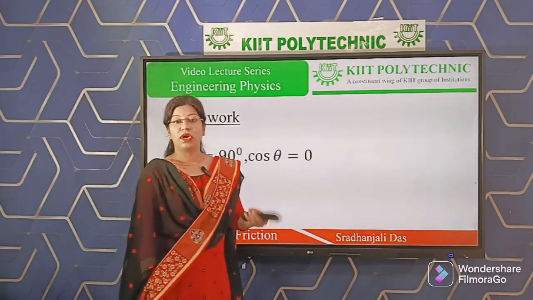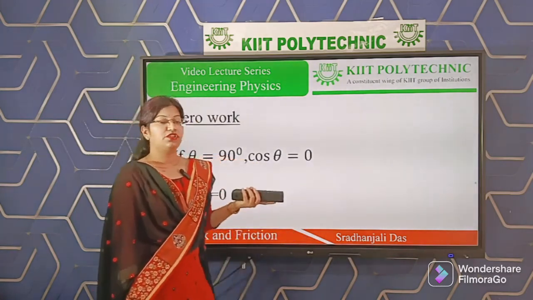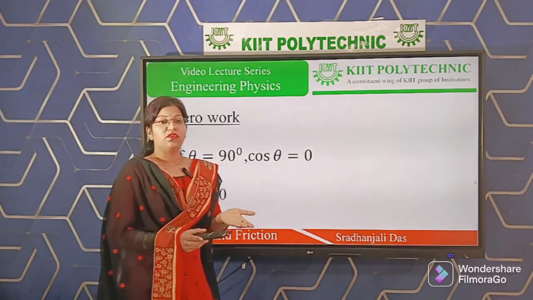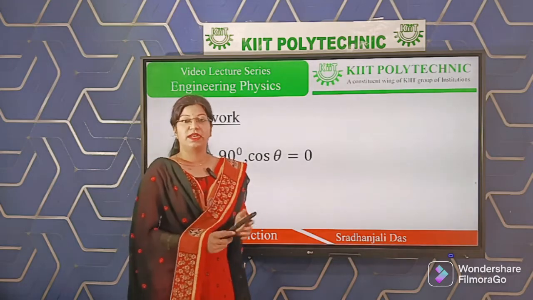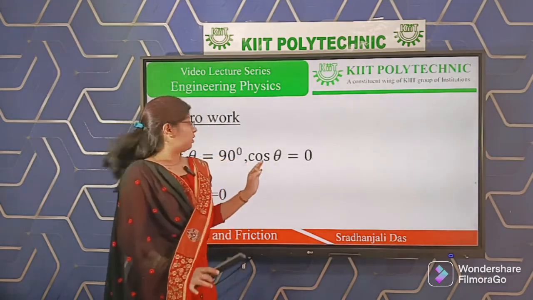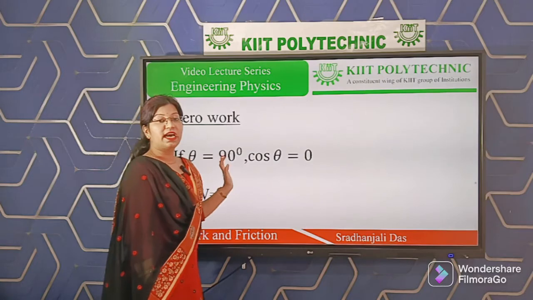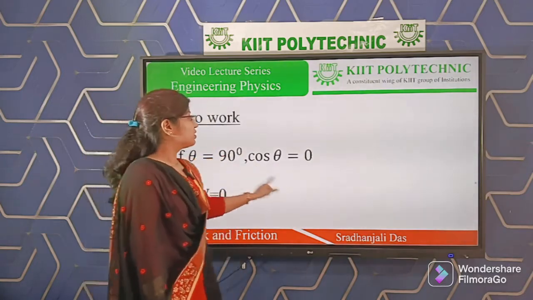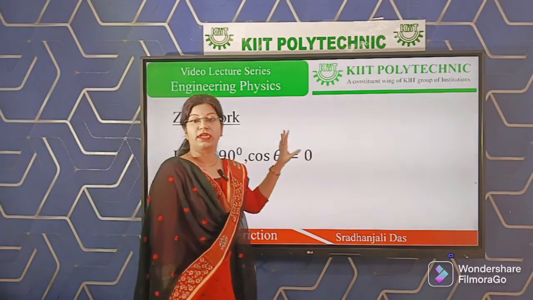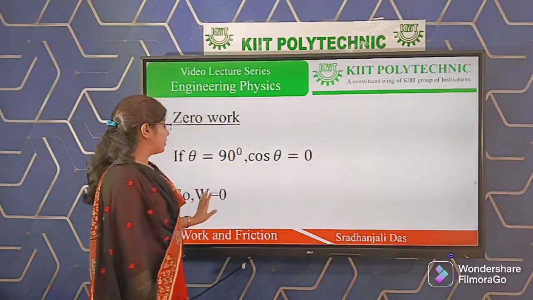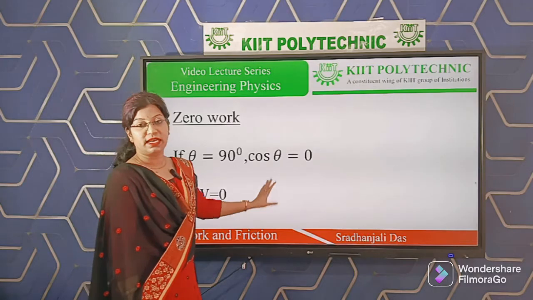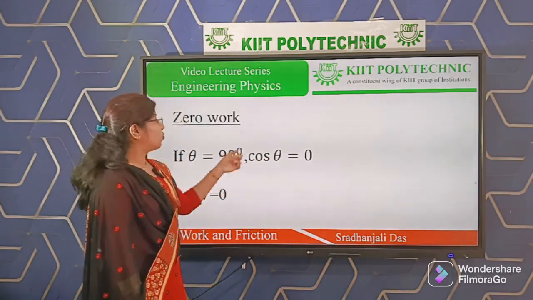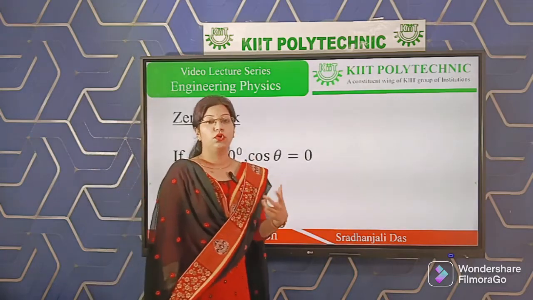Zero work or no work. What is the condition for zero work or no work? The angle between the force and the displacement is such that they are perpendicular to each other. That means theta is equal to 90 degrees. When theta is 90 degrees, cos theta is equal to 0. W is equal to Fs cos theta, and cos 90 is 0, so my work done is 0. This is known as zero work or no work.